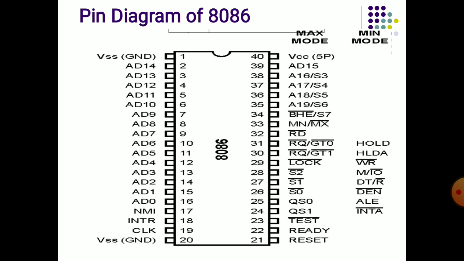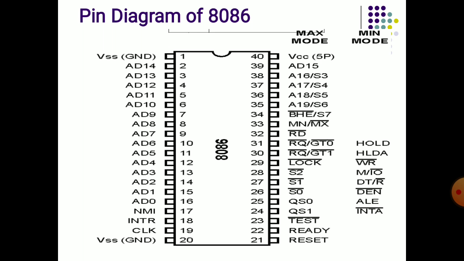In the previous videos, I have explained clearly about the architecture of the 8086 microprocessor. So in this video, I am going to explain the pin diagram of the 8086 microprocessor. This pin diagram is divided into two sections. I already mentioned while explaining the architecture that the 8086 microprocessor will operate in two operating modes: one is minimum mode and the other is maximum mode.